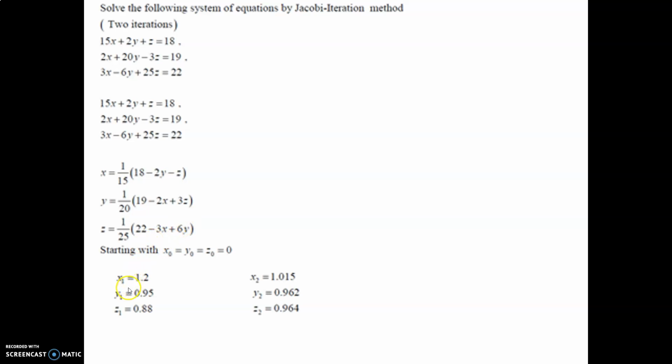Substituting in this equation, we derive x1 = 1.5, y1 = 0.95, z1 = 0.88. Now we put these three values in this expression. We have x2 equal to 1.015, y2 = 0.962, z2 = 0.964.